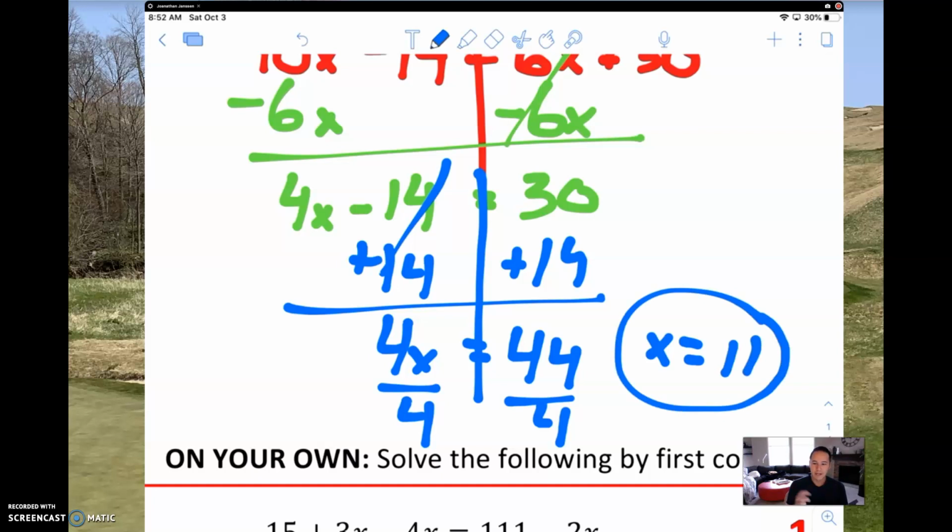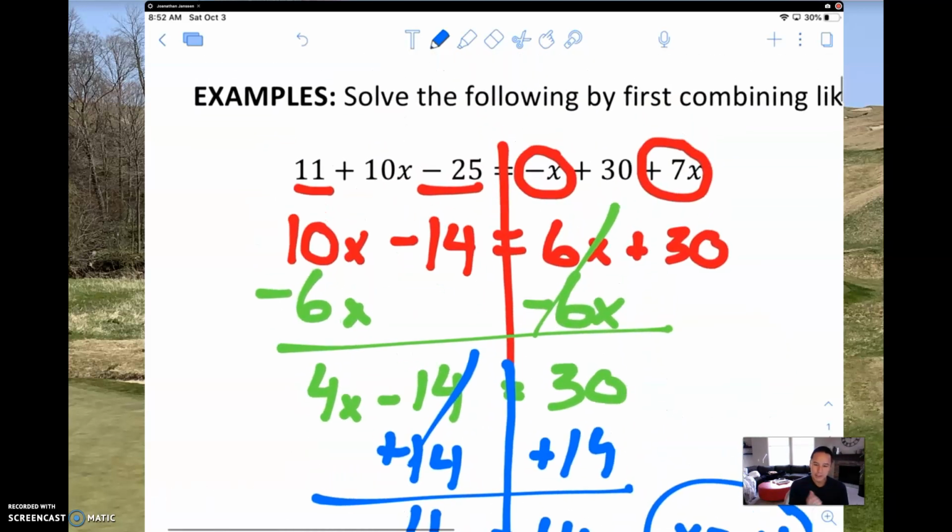So just to summarize everything that we did, we looked on each side of the equal sign, we combined all the like terms if we could, and then we just solved it like we did in the previous videos.